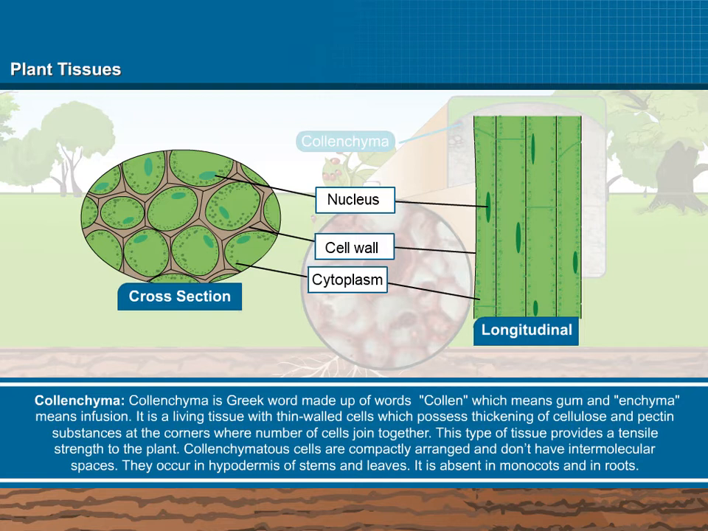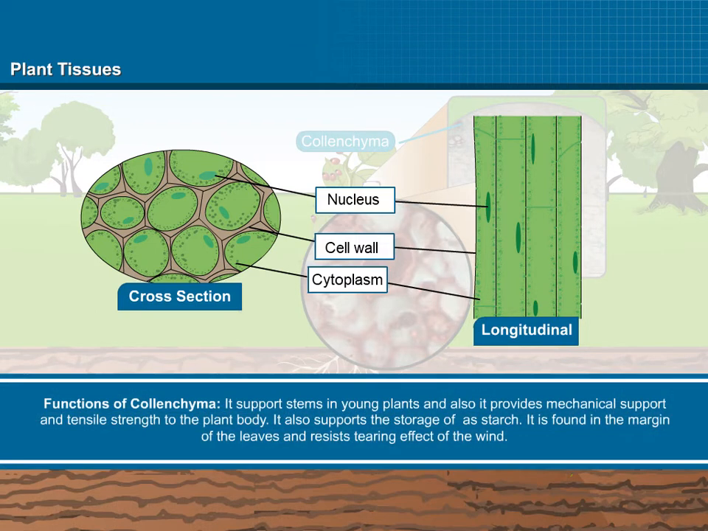Collenchymatous cells are compactly arranged and don't have intercellular spaces. They occur in hypodermis of stems and leaves. It is absent in monocots and in roots.